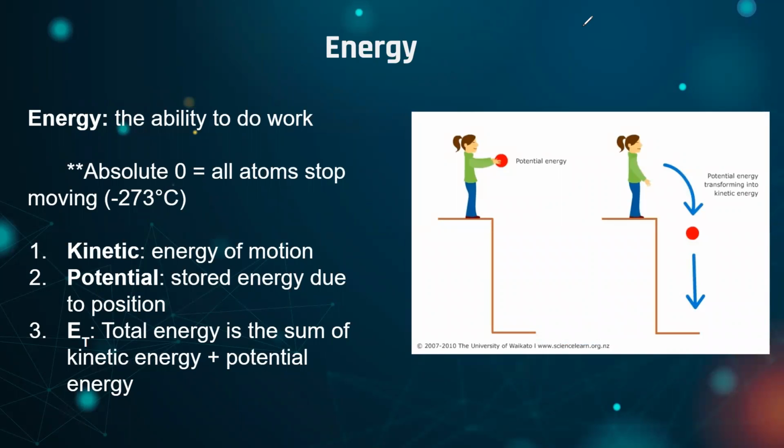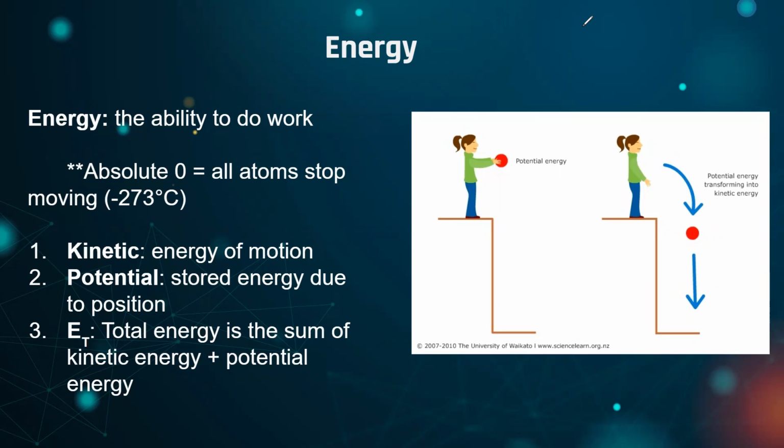Next, we're going to touch on energy really briefly. We will dive very far into depth on energy in this class, but that's not going to be for a couple of units. So for now, what I want you to know about energy is that it is the ability to do work. Absolute zero is defined as the point where all atoms stop moving, and that's going to happen at negative 273 degrees Celsius or 0 degrees Kelvin. Absolute zero is 0 degrees Kelvin, but in Celsius, that's negative 273.